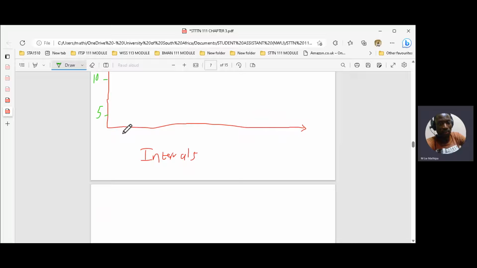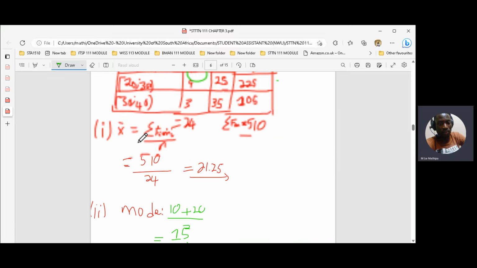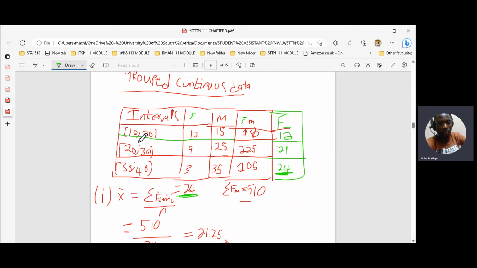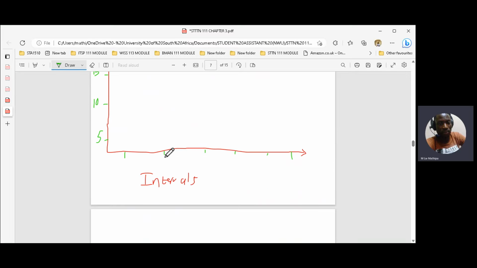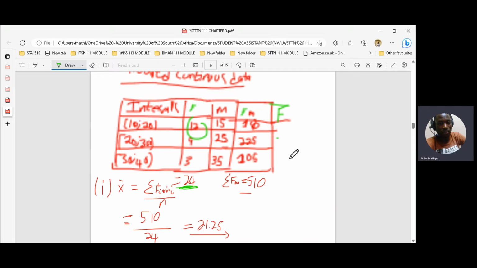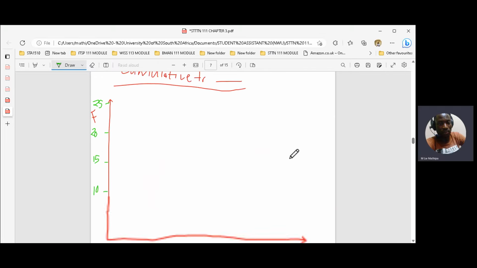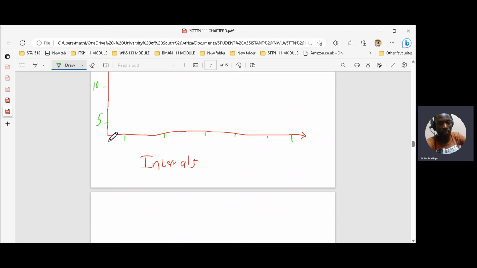Then for the intervals, we are going to calculate the midpoint. Already we have the midpoints. I think we have 15, 25, 35, which you can use the method of 5, 10, 15, 20, 25, 30, and I think we have 35. Okay, let me just do it like this.